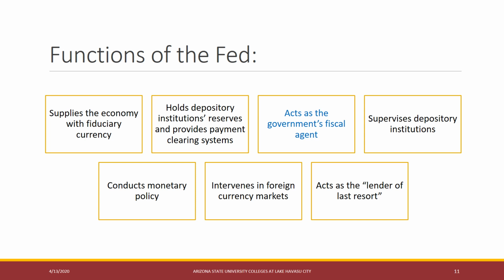The Fed acts as the government's fiscal agent. The Federal Reserve is the primary banker and the fiscal agent for the federal government. Consequently, the US Treasury has a transaction account with the Federal Reserve, which helps the government to collect certain tax revenues and aids in the purchase and sale of securities.